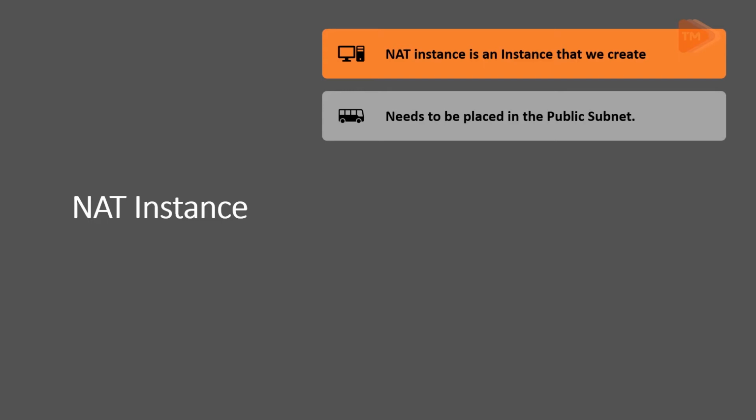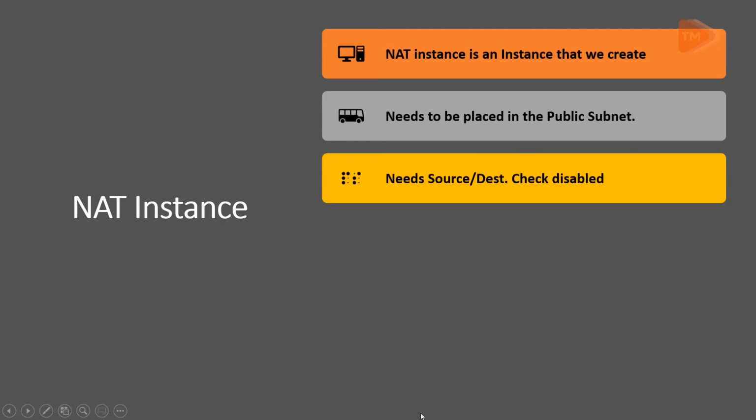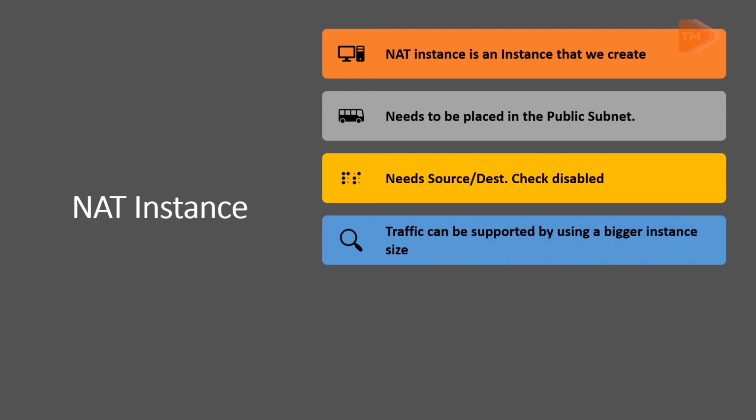So obviously it has to be placed in a public subnet, otherwise it will not have access to the internet. The next part is that it needs source/destination check disabled. When we create this in the practical lab, you will see why it needs that. It is required for it to actually work as a NAT instance. It is a setting for the EC2 instance. So the traffic can be supported by using a bigger instance size.